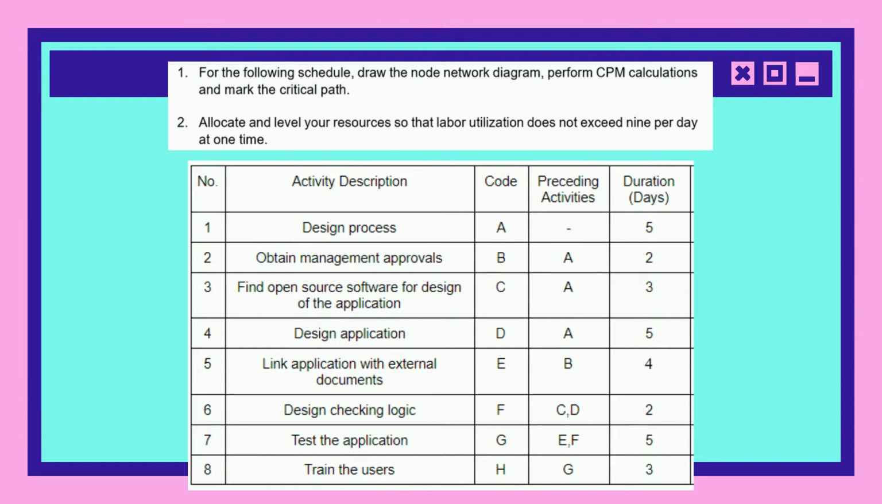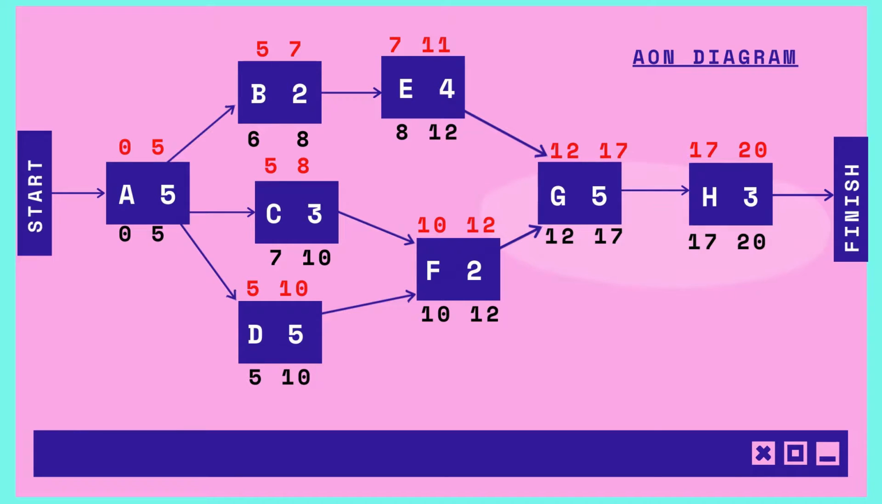After finishing the design, they can test the application and then train the users to adapt to the application, which takes about 8 days. Then we can perform CPM calculations to know which is the critical path during the project. From the activities that we listed out, we express them in an AON diagram based on the preceding activities stated in the table.